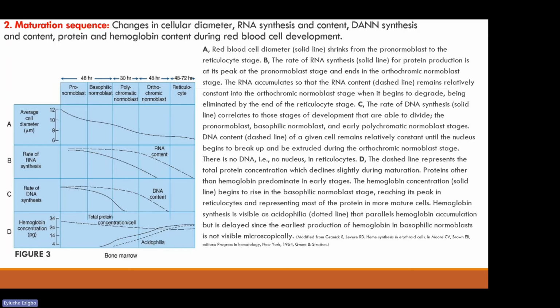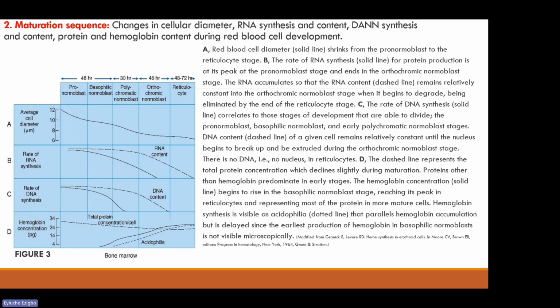You say that the rate of DNA synthesis, represented by the solid line here, correlates to those stages of development that are able to divide: the pronormoblastic, basophilic normoblastic, and early polychromatic normoblastic stage. DNA content is the dashed line.